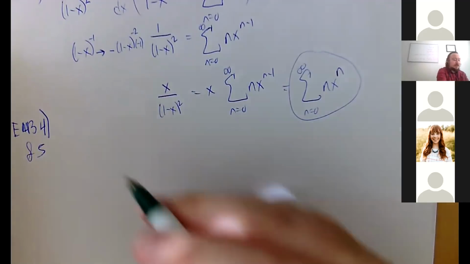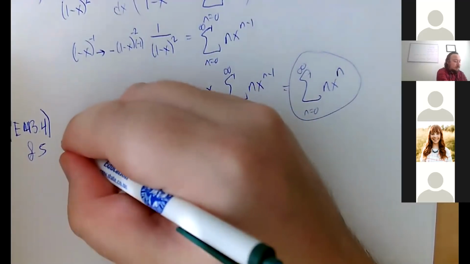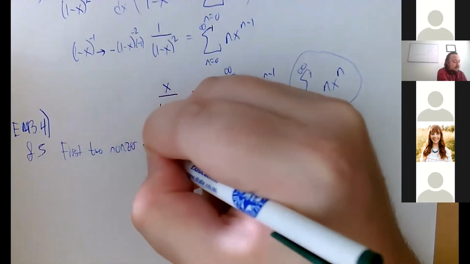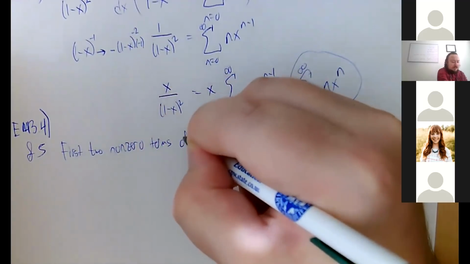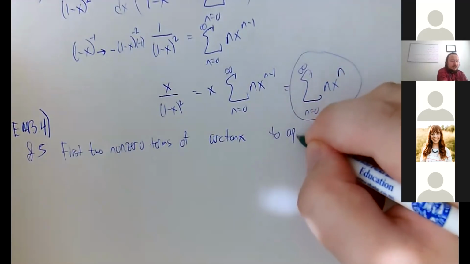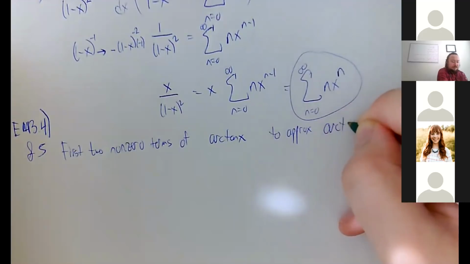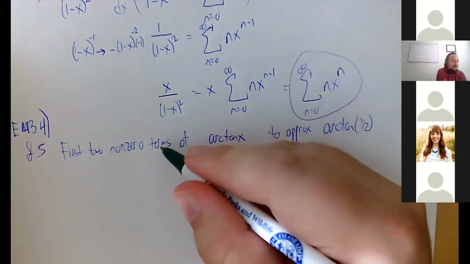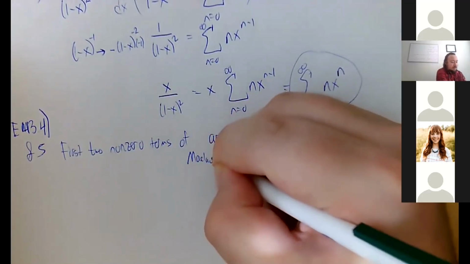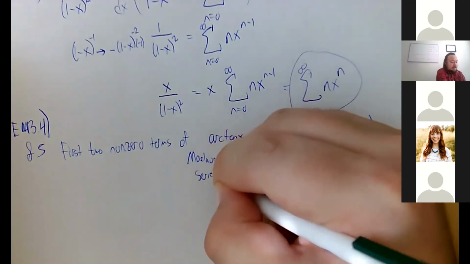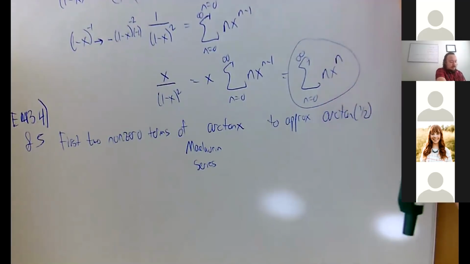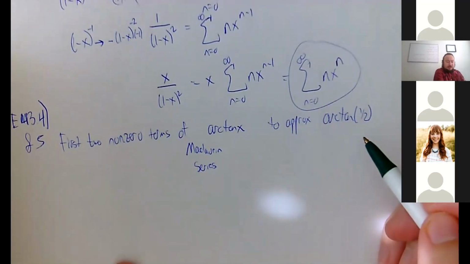All right, so this problem is the other end of the spectrum, when you guys asked about the difference between degree and first few terms. This one wants us to use the first two non-zero terms of arctan of x to approximate arctan of 1/2. I should clarify: the first two non-zero terms of the Maclaurin series. All right, let's go ahead and get started here.